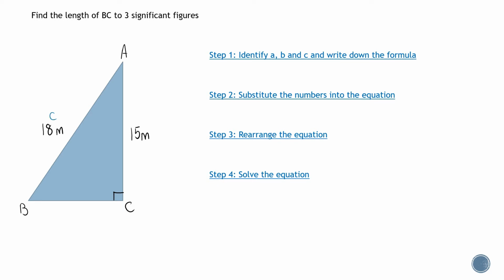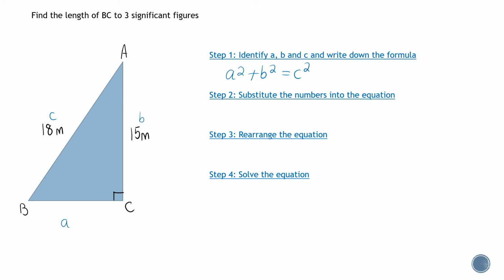And it doesn't really matter A or B, but because this corner here corresponds with this side over here, I'm just going to call this A and this B, but it doesn't matter. Could be either or. So let's write down the formula so we don't forget it. A squared plus B squared equals C squared.